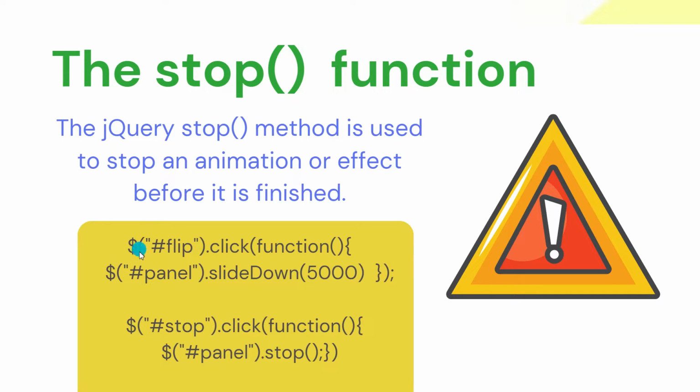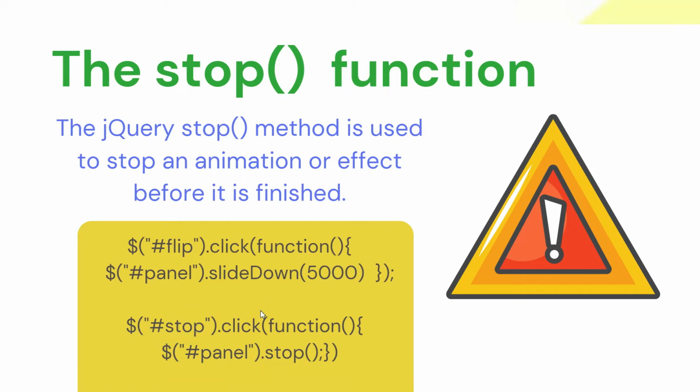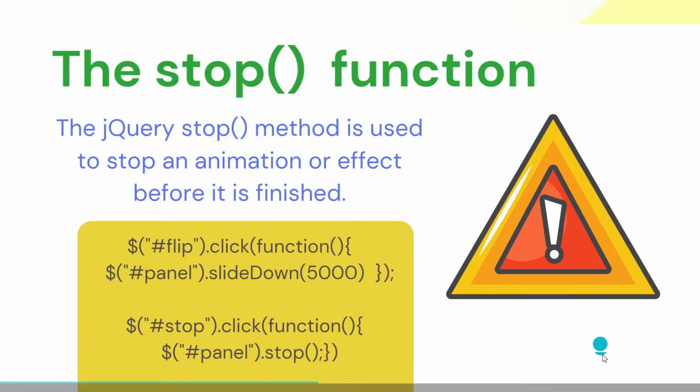For example, here we have a button with the id flip, and whenever the user clicks that button, there is another div element with the id panel. It is going to give a slide down effect in the time of 5 seconds. 5000 means 5 seconds. And at the same time, when the user clicks the button with the id of stop, it is going to stop that panel from making a successful slide down. And this is how we go with the stop function.